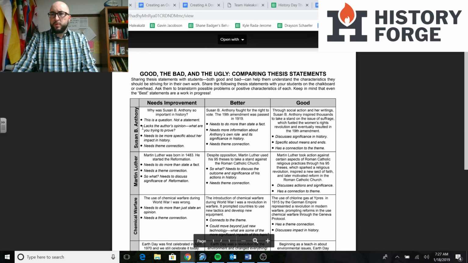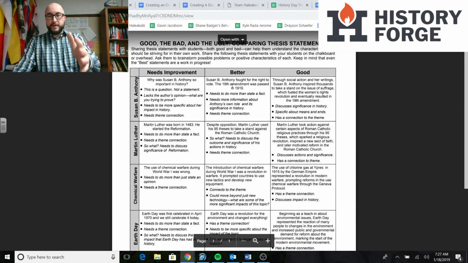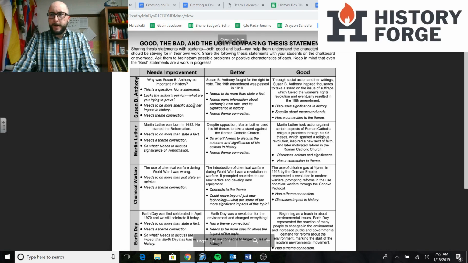Like on the left-hand corner, you'll see where it says Susan B. Anthony, Martin Luther, chemical warfare. So these are all the topics on the left. And as it goes left to right, they get, these are bad thesis, good thesis, very good thesis, okay? So, needs improvement, better, good. The good, the bad, and the ugly.